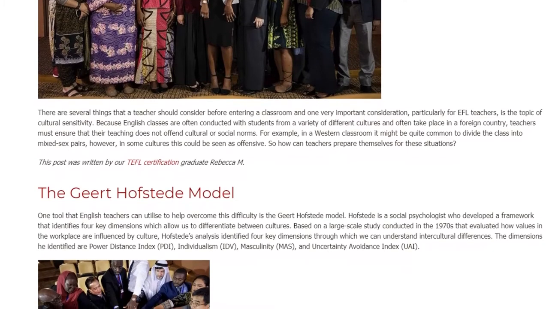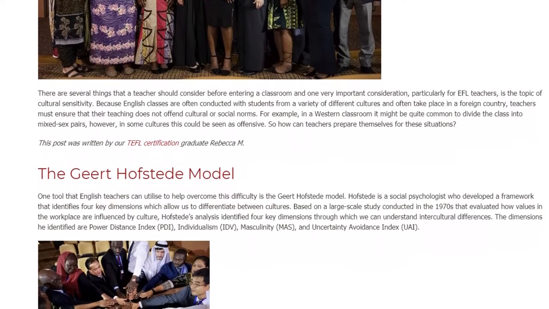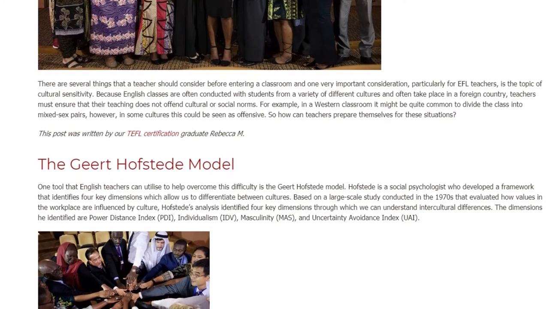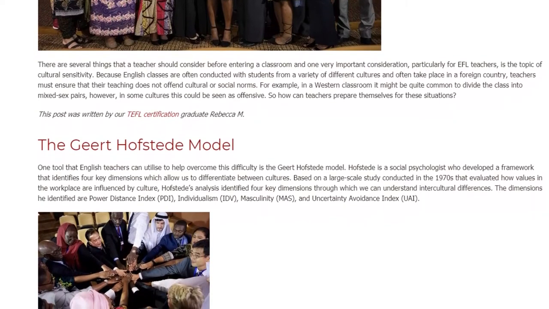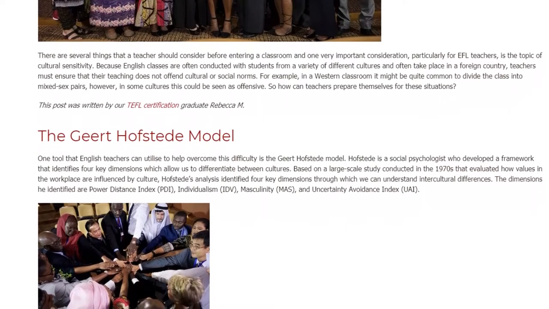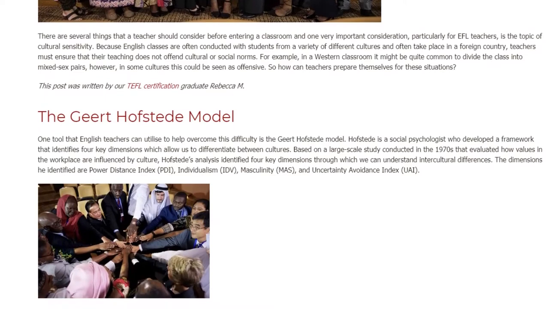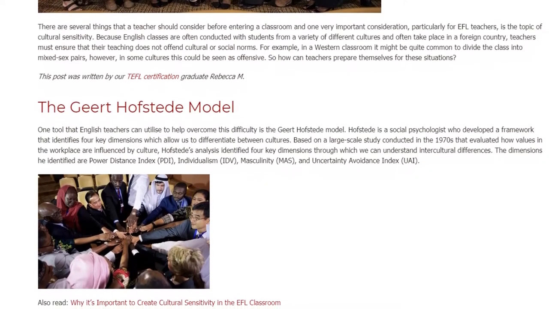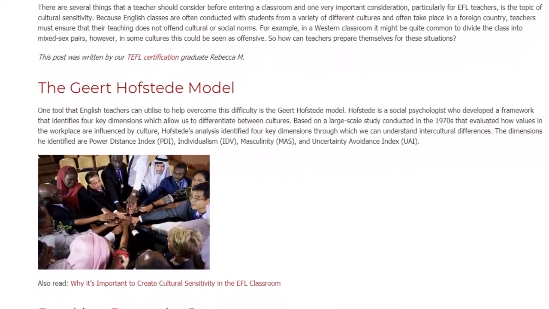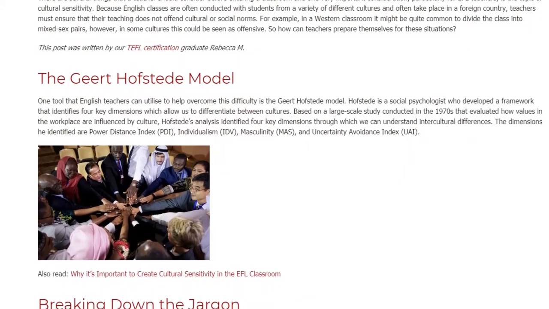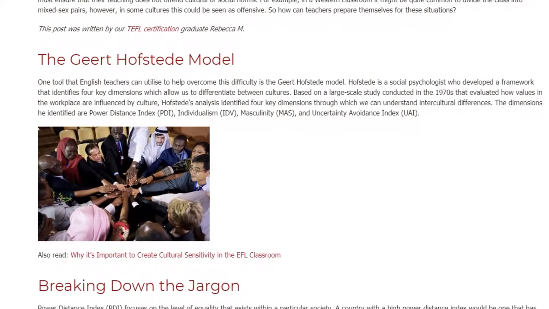Hofstede is a social psychologist who developed a framework that identifies four key dimensions which allow us to differentiate between cultures. Based on a large-scale study conducted in the 1970s that evaluated how values in the workplace are influenced by culture, Hofstede's analysis identified four key dimensions through which we can understand intercultural differences. The dimensions he identified are power distance index, PDI, individualism, IDV, masculinity, MAS, and uncertainty avoidance index, UAI.